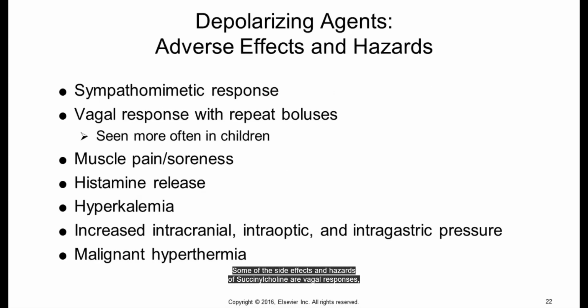Some of the side effects and hazards of succinylcholine are vagal responses, more often seen in children, muscle pain, soreness, histamine release leading to bronchospasm, hyperkalemia, increased intracranial, optic and gastric pressures, increased heart rate and blood pressure, sympathomimetic effects, and malignant hyperthermia, which results from an uncontrolled release of calcium from the muscles, resulting in intractable spasms of the jaw, rigidity, increased oxygen demand, high body temperature, metabolic acidosis, and tachycardia, and is often life-threatening. It is treated with dantrolene and can be reversed if caught early.